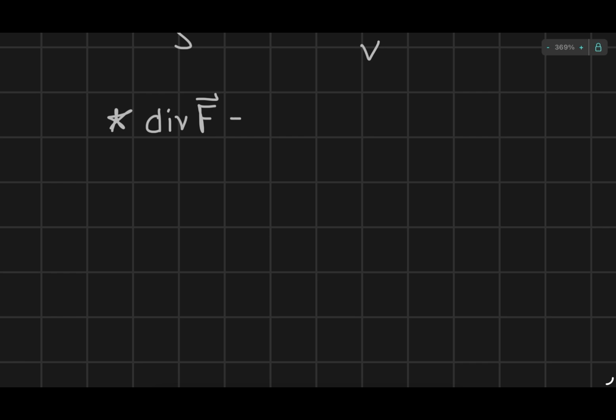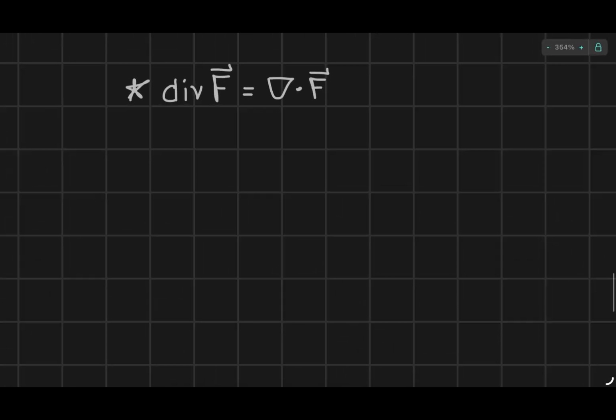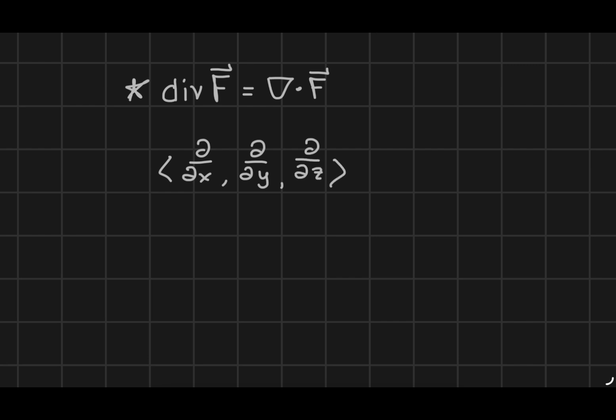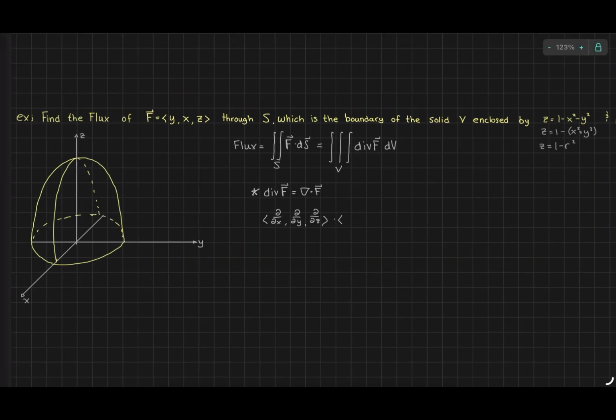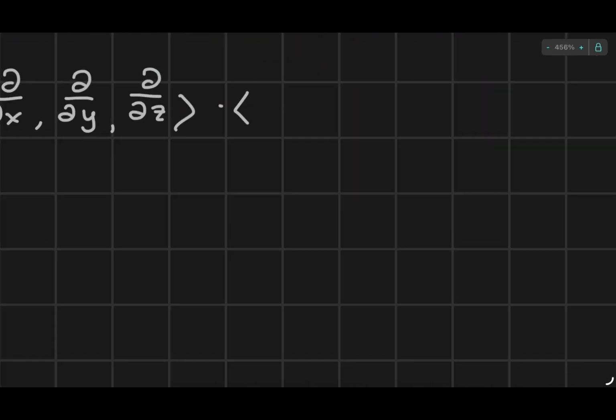And recall that divergence of F is a dot product, meaning we're actually going to be taking the dot product of our gradient and our vector field. So we're actually just going to write this all out here. Our gradient: just recall that the i component of our gradient is the partial with respect to x, the j component is the partial with respect to y, and the k component is the partial derivative with respect to z. And we're dotting this with our vector field. Our vector field is given to us as y, x, z.